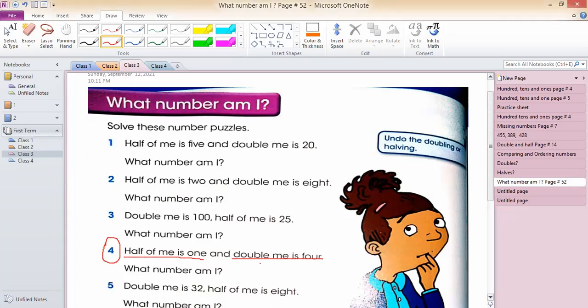1 by 2. Okay. Equals to 2. So what is the answer? 2. 2 is the answer. That's very good. 1 multiplied by 2 equals to 2. And 4 divided by 2.